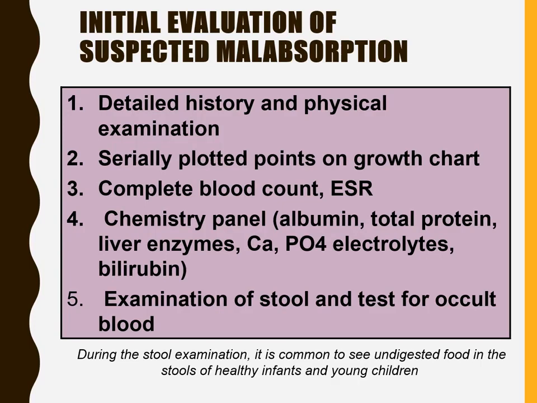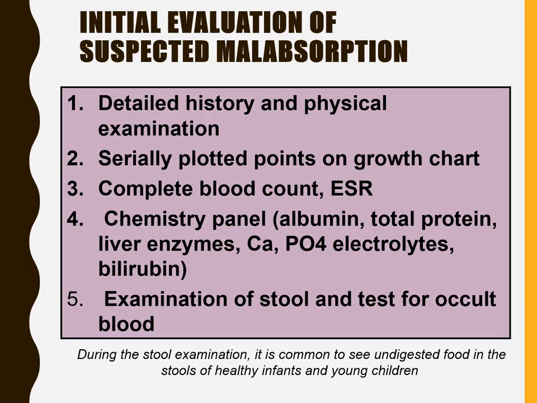Chemistry panel: albumin is very important. Total protein is very important for you. Liver enzymes, in case you suspect the patient has cholestasis, for example, and even patients with celiac disease might have elevated liver enzymes. Calcium and phosphorus are surrogate markers for vitamin D deficiency. Other electrolytes: we said that patients with celiac disease might have celiac crisis with severe hypokalemia. Bilirubin, as we said, total and direct will guide us if we're talking about a cholestatic process.